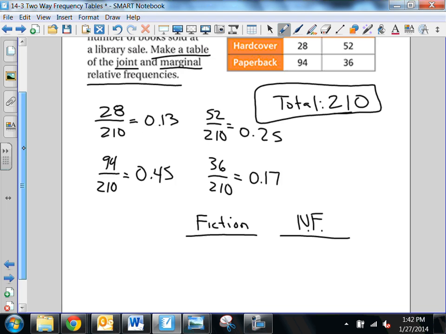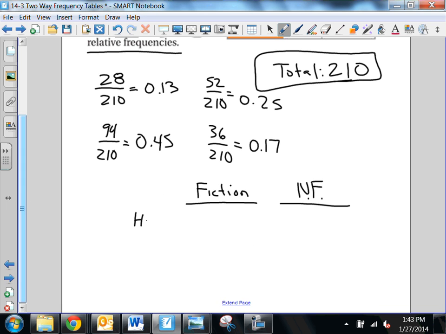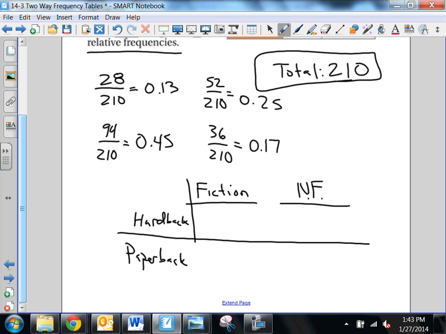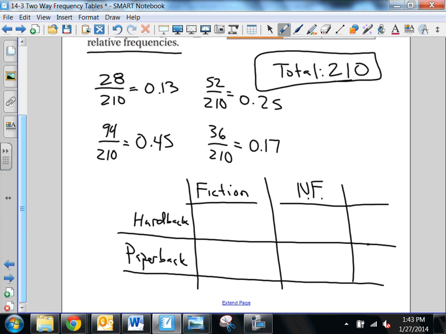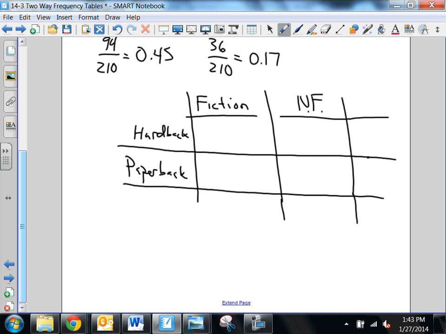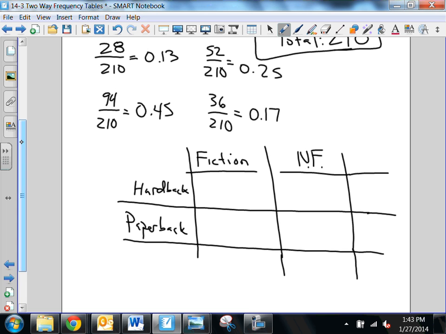And then we have, what was at the top? We have hardback, and paperback, and we have some rows and columns, and okay, and then we're going to have margins out here, okay, and we're going to have totals at the bottom as well. Okay, and so I'm going to literally put these in the exact column they were in: 0.13, 0.25, 0.17, and 0.45.